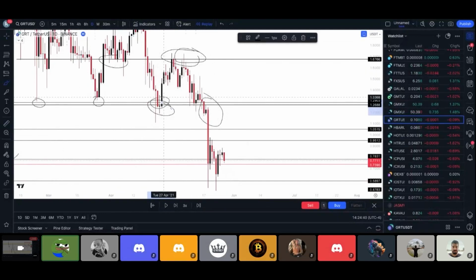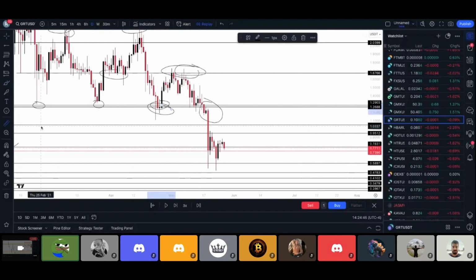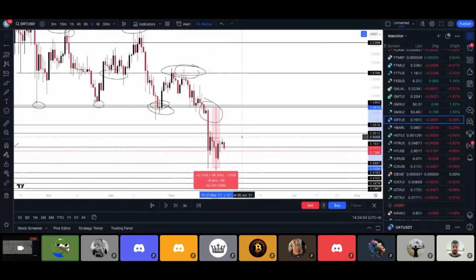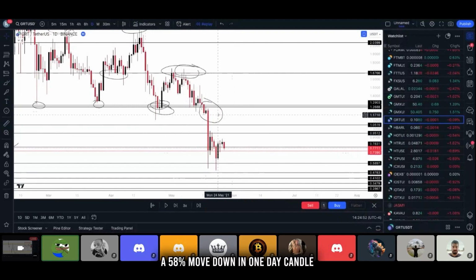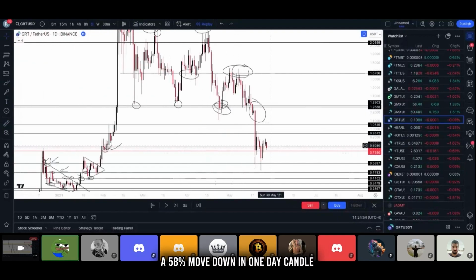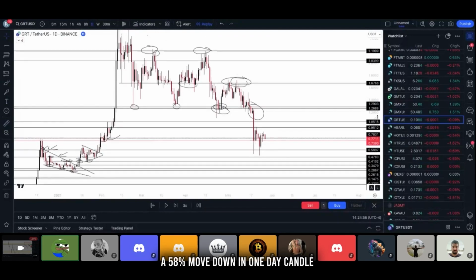After that deviation, that's logical. It wasn't its time. Then eventually came down, and then look what happened. The same play played out right away. And in one day, you could have caught that capitulation. A 58% move down in 1 day candle. You know what I'm saying? That's like the power of macro support resistance, guys.